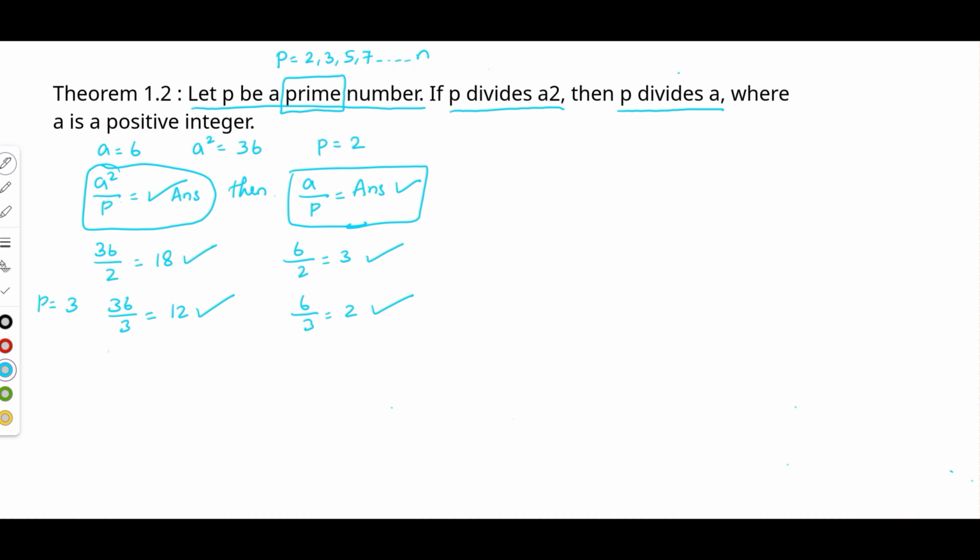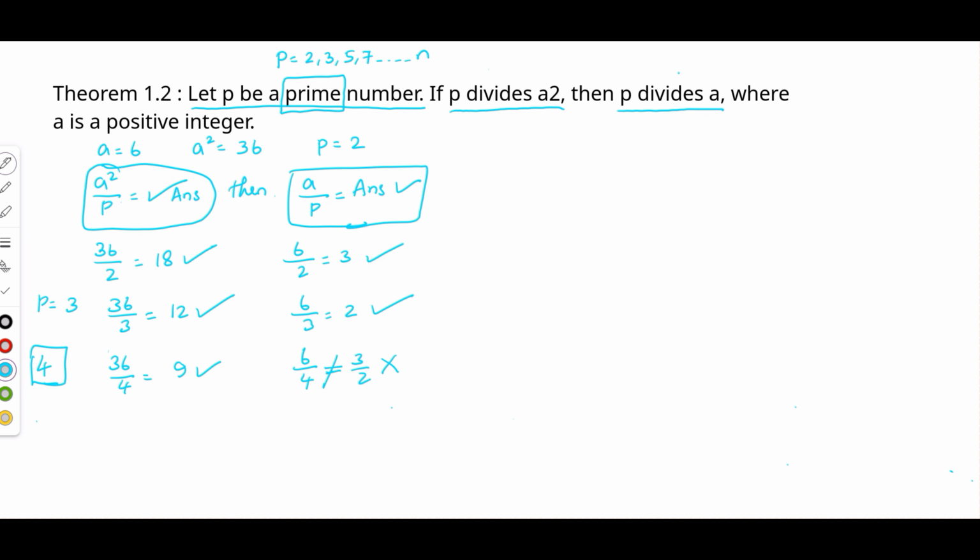Now let's take the value 4. 4 is not a prime number. It's a composite number because it has got more than two factors. Any number which has got more than two factors is not a prime number, it is a composite number. So 36 divided by 4 will be equal to 9. Yes, 36 is divisible by 4. But will 6 be divisible by 4? No, because you get 3 by 2 and it's not divisible, because 4 is a composite number. 4 is not a prime number.